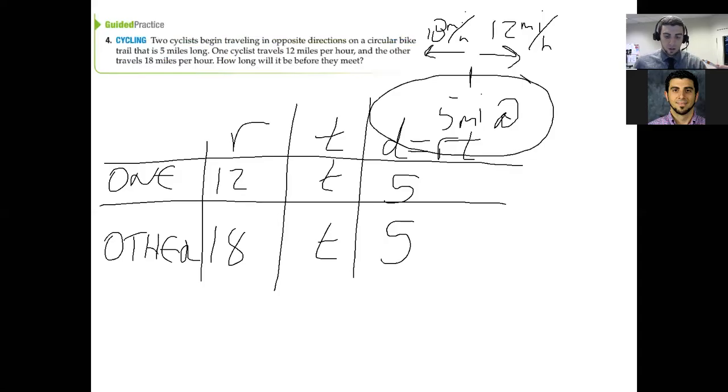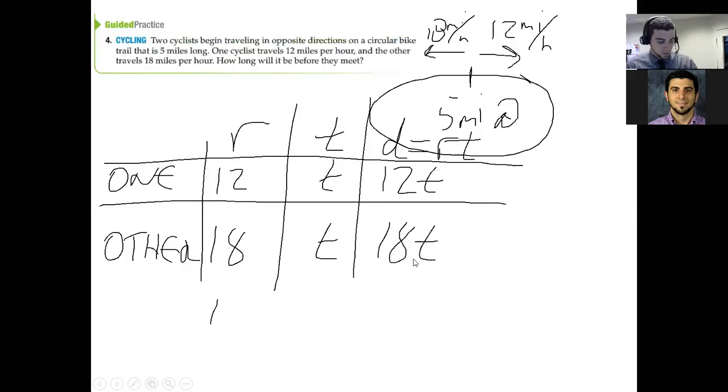Now, we know that their distances added together should equal 5. Actually, I wrote the wrong number there. The distance equals rate times time, so that's 12t, and this is 18t. We know that the track is 5 miles around, but we don't know the distance that each one of the guys has to bike. But we do know the rate, and so the distance is equal to rate times time. So 12t for this guy and 18t for this guy.